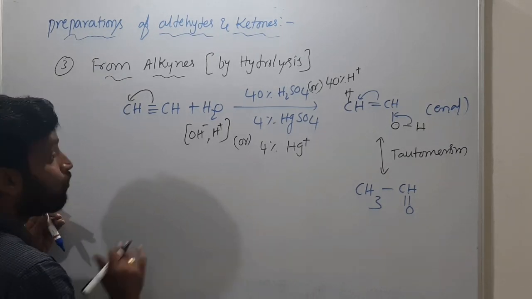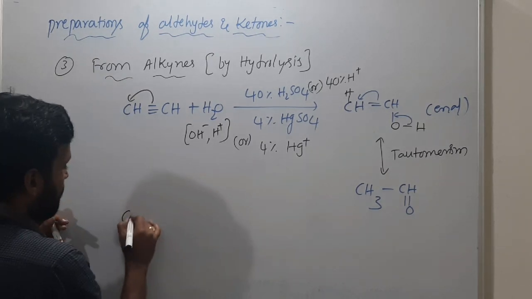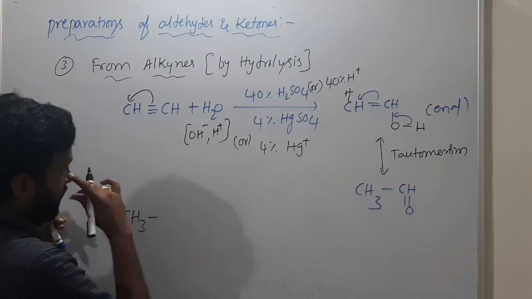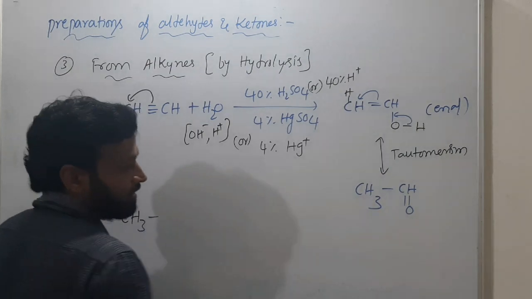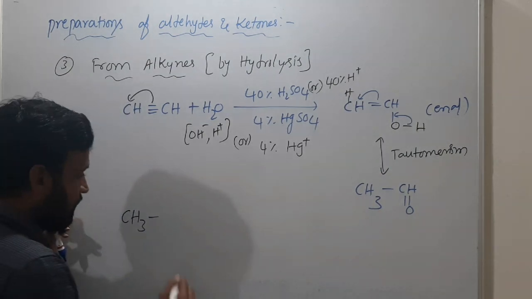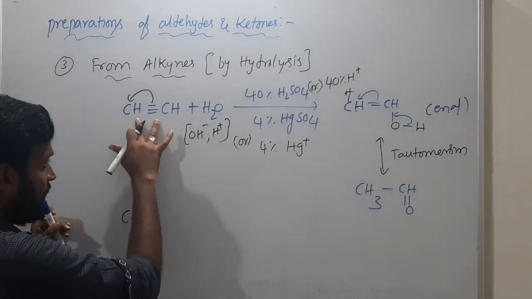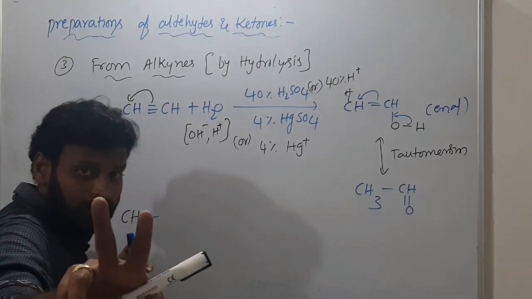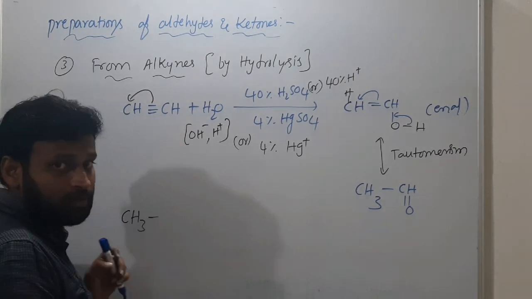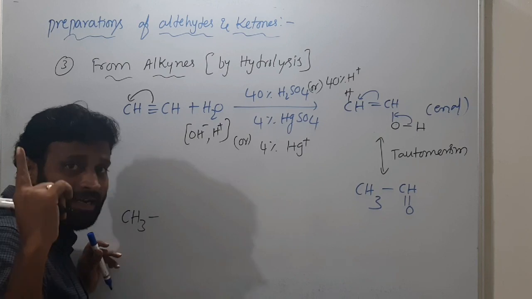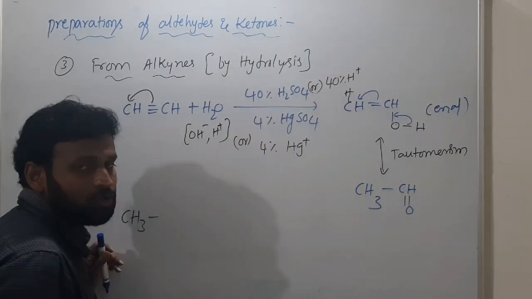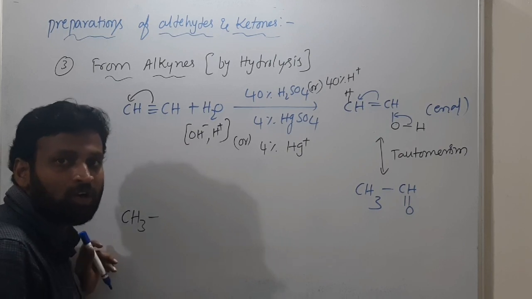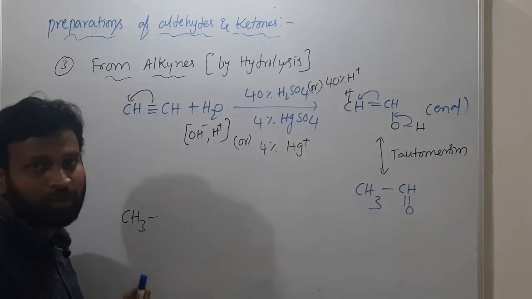Got it? So this is the way to get aldehyde. If you want ketone, then CH3, you won't get formaldehyde from this. Minimum 2 carbons, acetaldehyde. Because in alkenes or alkynes, minimum how many carbons are there? 2 carbons. But formaldehyde has 1 carbon. Like that they'll ask a question: which of the following processes is not suitable to prepare formaldehyde? This is not suitable to prepare formaldehyde.